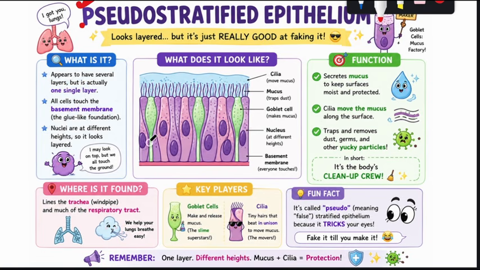Okay, and their nuclei are at different levels. There's no one level for all the nuclei. Okay, this is how they look. They have cilia at the top that help move mucus and trap the dust. They have goblet cells, nuclei at various levels, and then the basement membrane. What is the function?